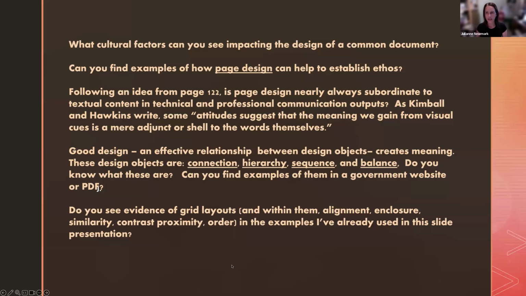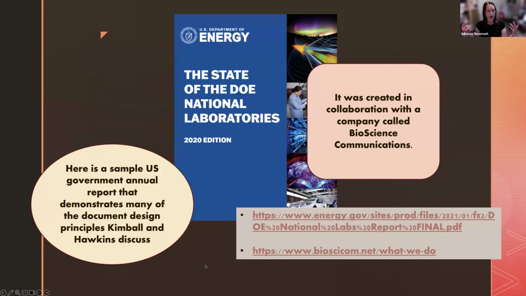Now, the final thing is I found this 2020 State of the DOE National Laboratories, because I'm always interested in finding examples that somehow relate to Sandia National Laboratories. In fact, that's what brought my family to New Mexico way back many decades ago, was my dad's work proximate to Sandia. And a lot of our technical writing students end up going to work at Sandia or Los Alamos. So I'm really interested in looking at the textual outputs that they create. But this one was outsourced.